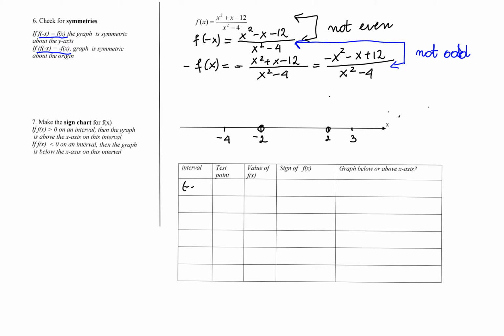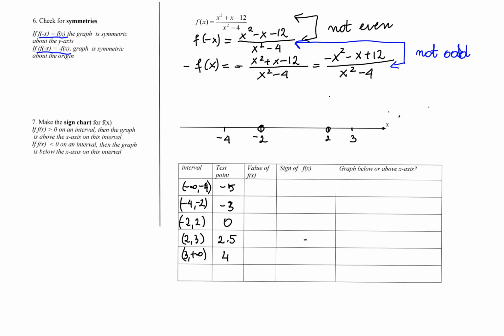So the intervals are, from left to right, from minus infinity to negative 4, from negative 4 to negative 2, from negative 2 to 2, from 2 to 3, and from 3 to plus infinity. In each interval we choose a test point. So for example, in the first one we can choose negative 5, then negative 3, then 0, then 2.5 and 4. Now we compute the value of the function at each of those points.